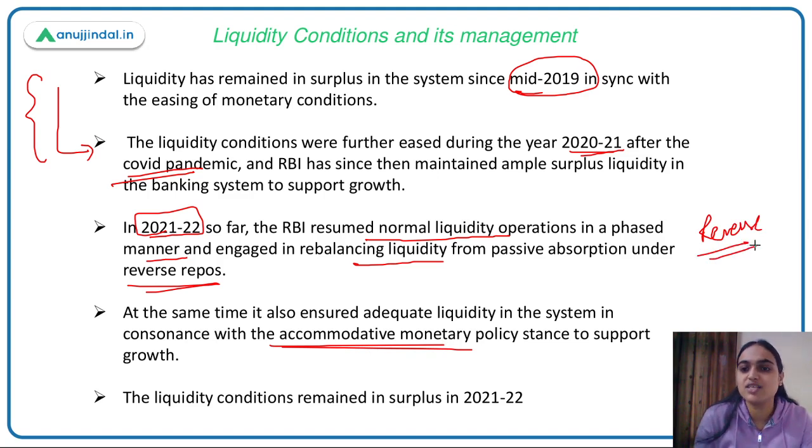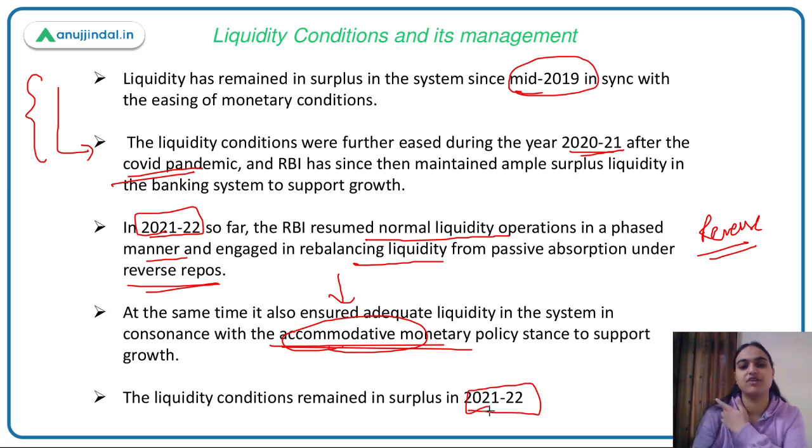Phir bhi jahan jahan zarurat padegi, to tab tak accommodative monetary policy stance chalta rahega and the supply of money will also be there in the economy. Jahan tak support needed hai, wahan tak support milta rahega. Alright. The liquidity conditions in 2021-2022 so far have remained in surplus.